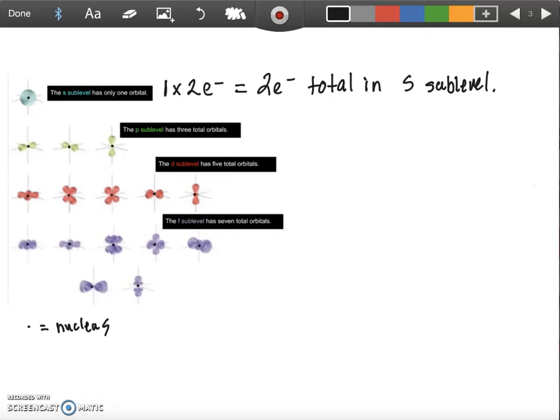And the next sublevel is the P sublevel, which has 3 different types of orbitals in it, okay? More specifically, it's px because that orbital is oriented along the x-axis, py because that orbital is oriented along the y-axis, and then pz because that orbital is oriented along the z-axis. Because there are 3 different types of orbitals, and each orbital can hold 2 electrons, that means the p sublevel total can hold 6 electrons.